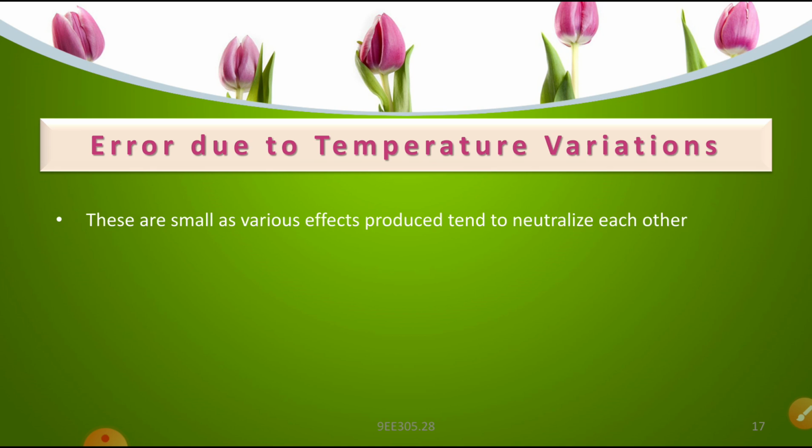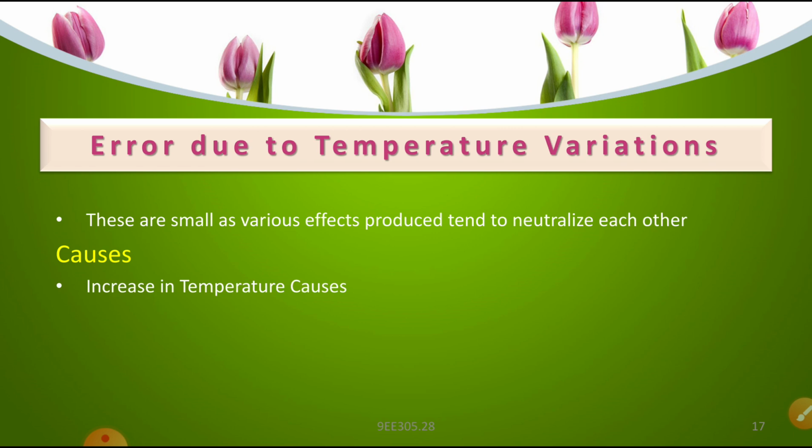Now what are the errors? They are small, as the various effects produced tend to neutralize each other, because here what will happen? Whatever errors occurred in all places may compensate each other. Sometimes it is possible to enhance, sometimes it may be stopped. These could overlap each other. So they compensate each other.